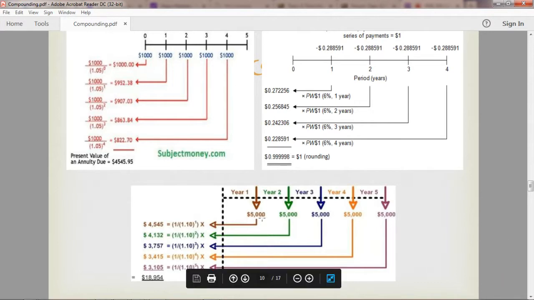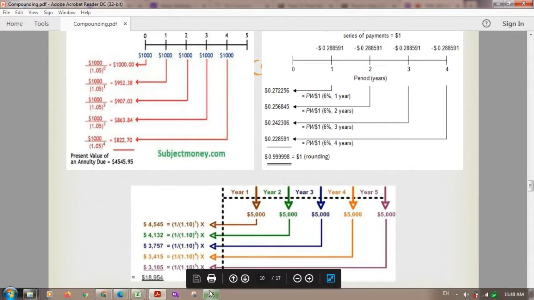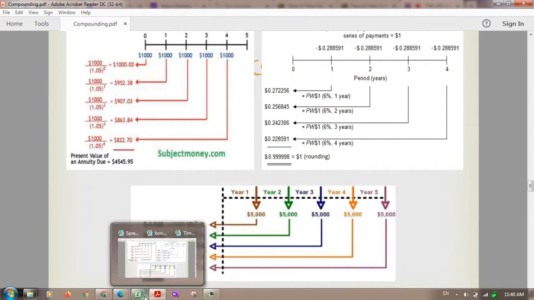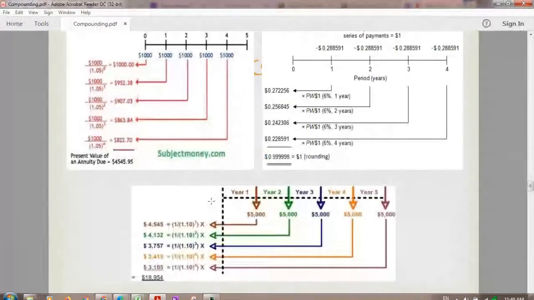That means present value of all those annuities must be equal to your loan principal, right? Otherwise, something's not right. So you can think of it this way.